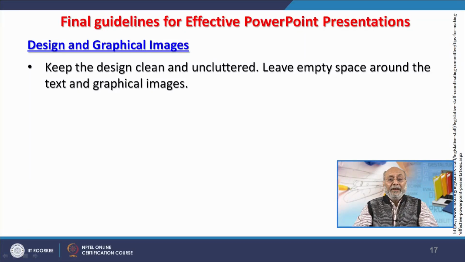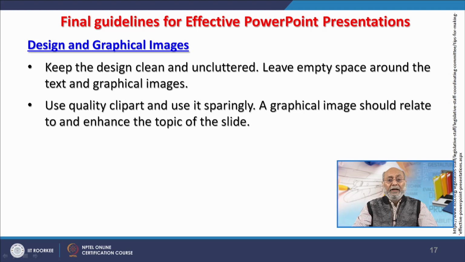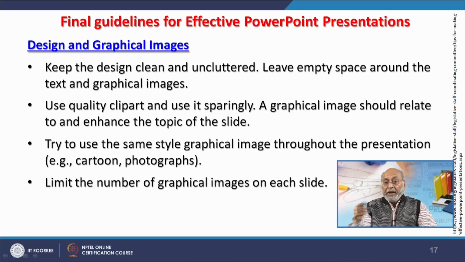So, a clean, uncluttered design is always good. Leave a space between text and graphics, that is also very much required. And whenever we are using figures or images, the quality should be maintained. Only good quality figures should be presented, otherwise it creates a wrong impression. Maybe sometimes we have to use a lot of images or figures. So, basically there is no rule of how many.